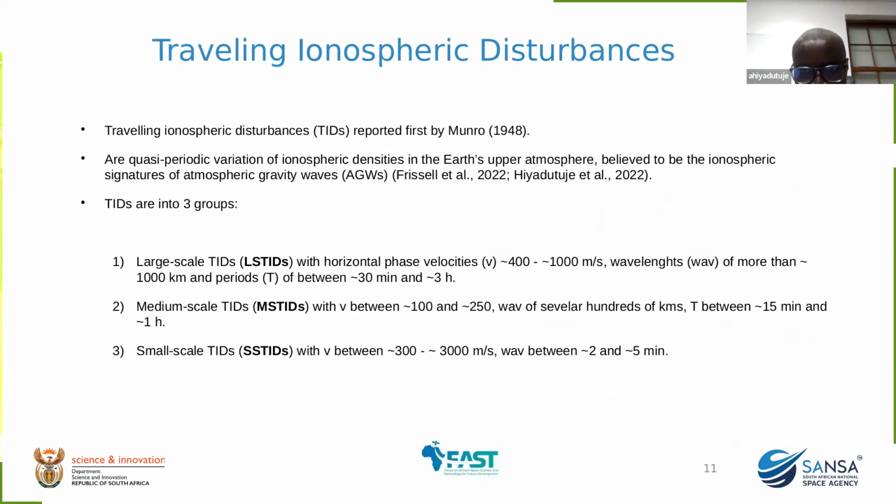Now, TIDs, or traveling ionospheric disturbances, were discovered in 1948 by Munro, and they were reported to be caused by atmospheric gravity waves. They also have almost the same characteristics as those of atmospheric gravity waves. They also have 3 groups: large-scale, medium-scale, and small-scale traveling ionospheric disturbances.